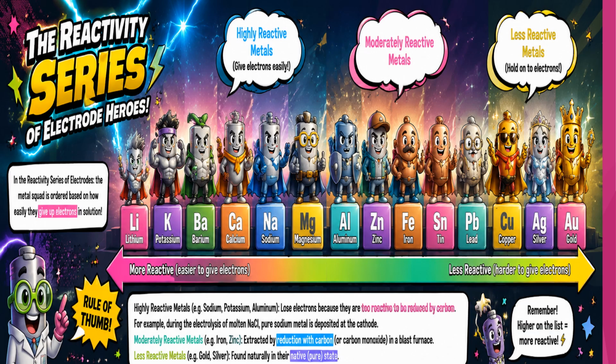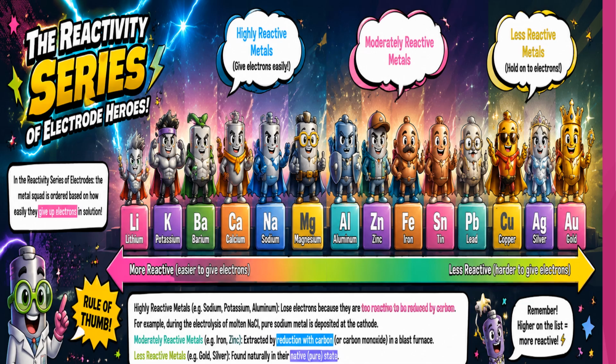You have the highly reactive metals, that is, they are the metals that give electrons easily, like your lithium, your potassium, your barium, your calcium, your sodium, your magnesium. You have your moderately reactive metals, such as aluminum, zinc, iron, tin, lead, and you have your less reactive metals. They hold on to electrons, they don't let it go, like your copper, your silver, your gold.